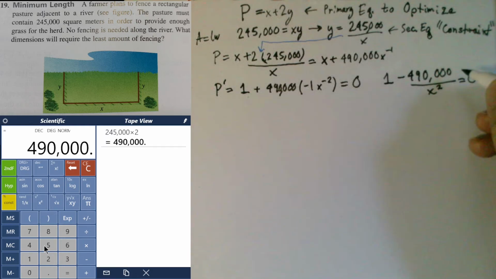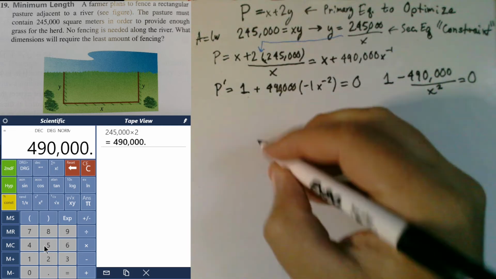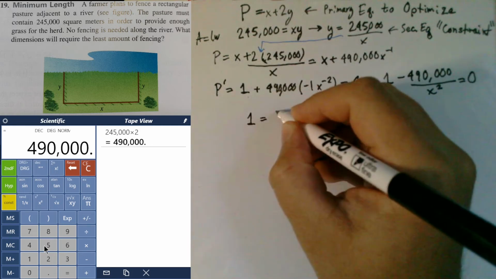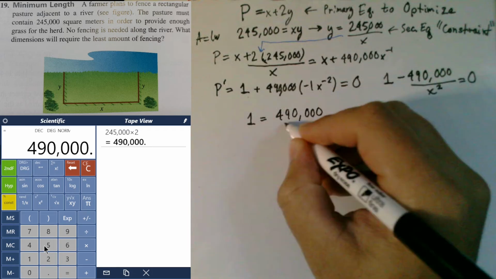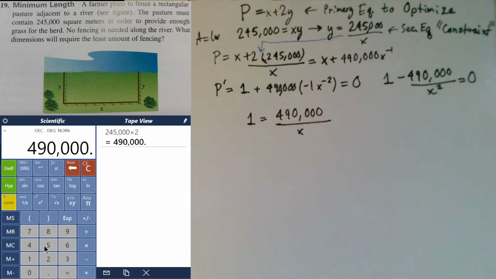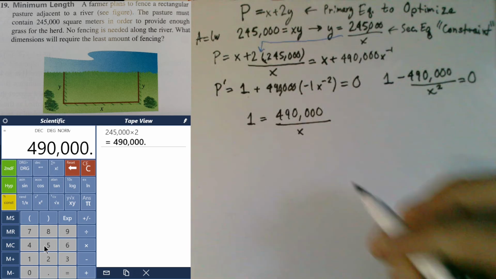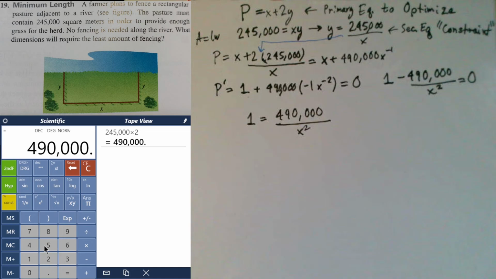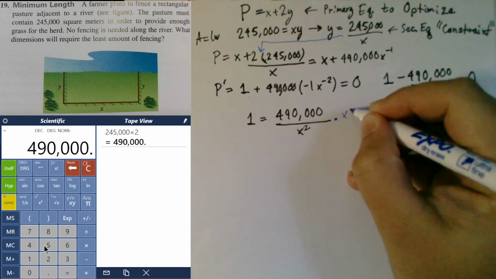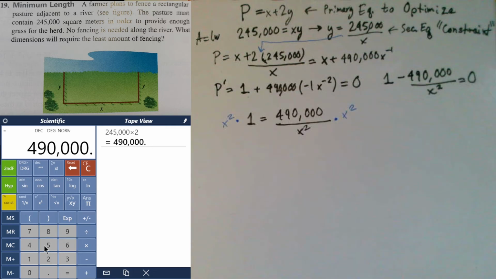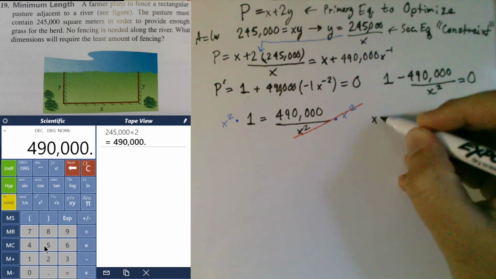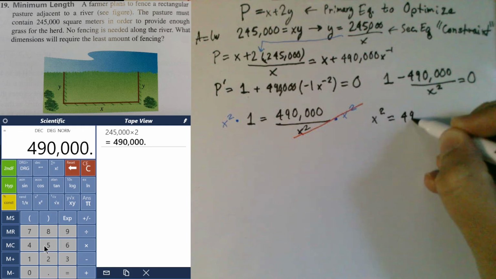Moving the 1 over, we would have 1 equals 490,000 divided by x squared. We can now multiply both sides by x squared to get it out of our denominator. Multiply both sides by x squared. It will cancel on the right hand side of the equation, and we get simply x squared equals 490,000.